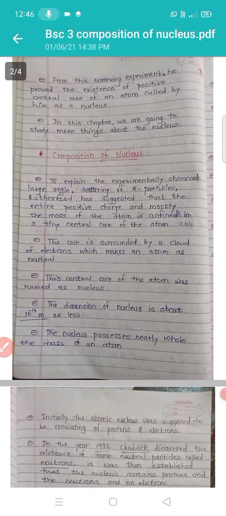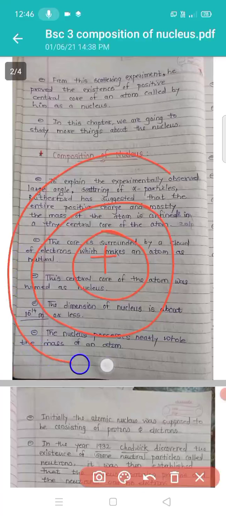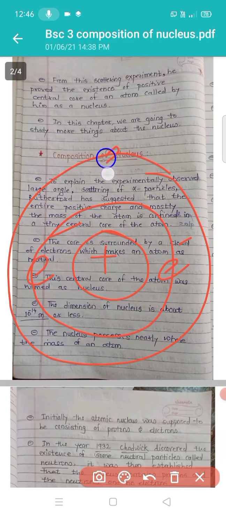To explain the experimentally observed large angle scattering of alpha particles, Rutherford suggested that the entire positive charge and most of the mass of the atom is confined in a tiny central core of the atom. The core is surrounded by a cloud of electrons, which makes the atom neutral. Here we have a positively charged nucleus, and the electrons are revolving in a cloud around the nucleus.